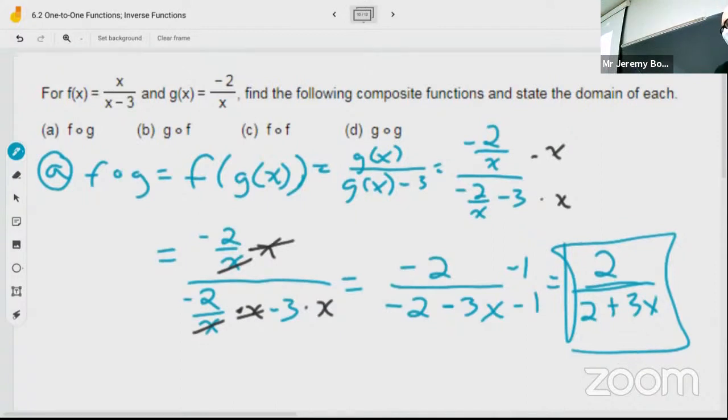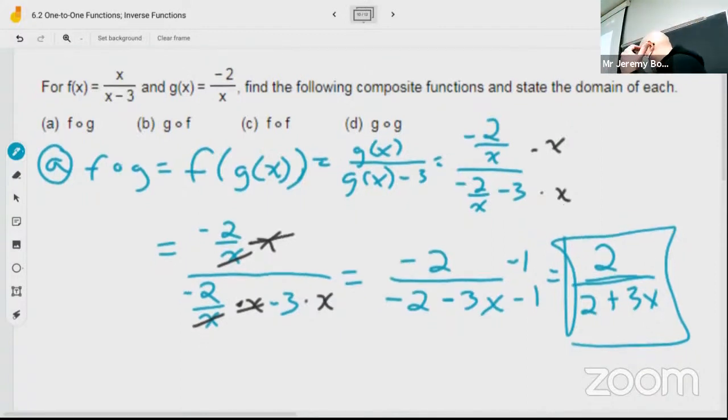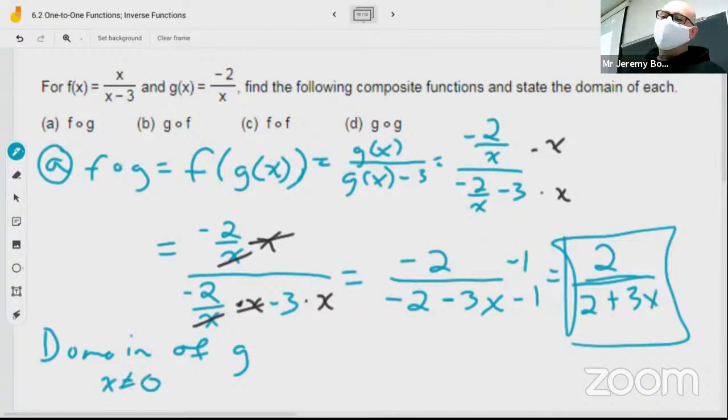All right, let's start by finding the domain. If we want to find the domain of F of G, what do we need to find first? The domain of G, because that's our inner function. So if we look at G of X, what's the domain there? X can't be 0 because you've got an X in the denominator, and we don't want that denominator to be 0.